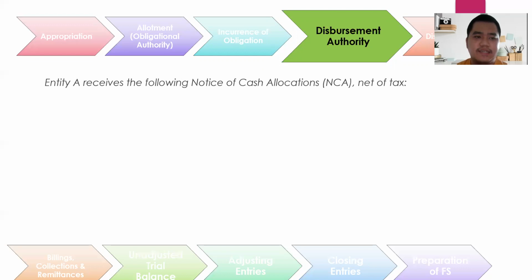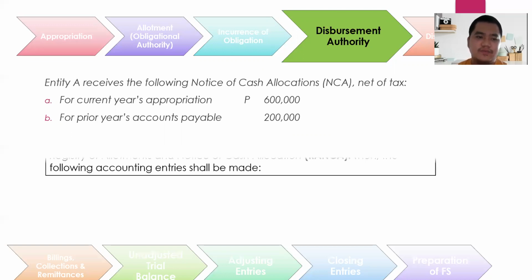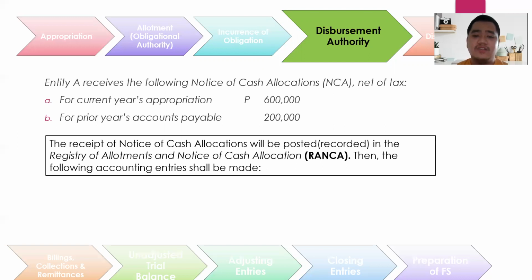In our example, Entity A receives the following notice of cash allocations, net of tax: for current year's appropriation, 600,000, and for prior year's accounts payable, 200,000. When you go back to the trial balance shown at the beginning of this slide, we have accounts payable at the beginning of the period amounting to 220,000, so it may be paid within the current year. That's why it is part of your notice of cash allocations. The receipt of the notice of cash allocations shall be posted in the Registry of Allotments and Notice of Cash Allocations, or RANCAN.